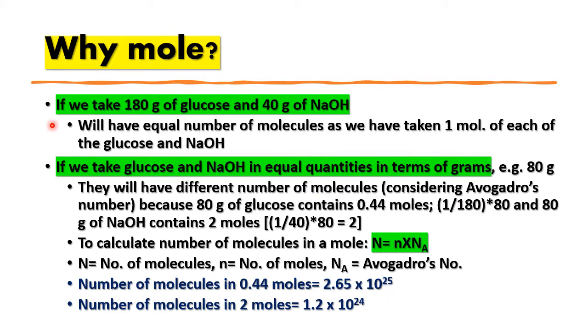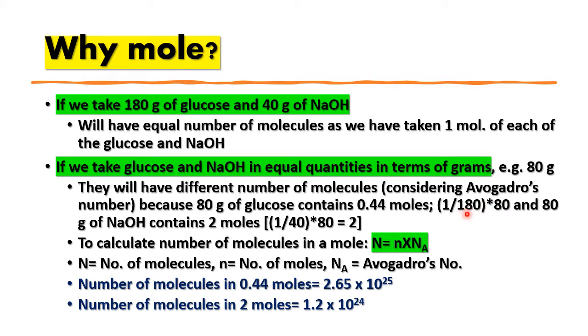As I mentioned earlier, if we take 180 gram of glucose and 40 gram of sodium hydroxide, they will contain 1 mole each of the glucose and sodium hydroxide. But if we take glucose and sodium hydroxide in equal quantities in terms of grams, they will have a different number of molecules. For example, if we take 80 gram of glucose, it will contain 0.44 moles. By this simple formula, how to calculate this?